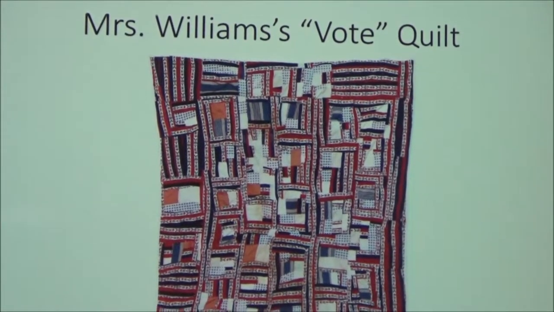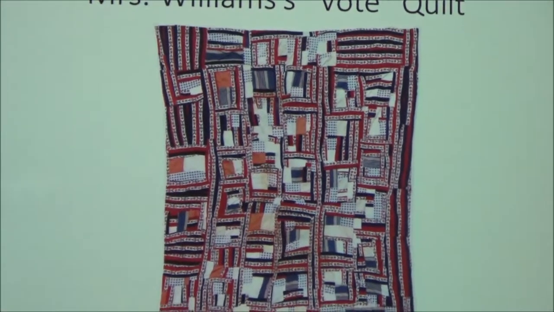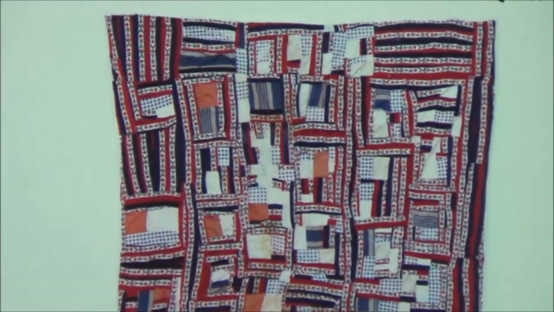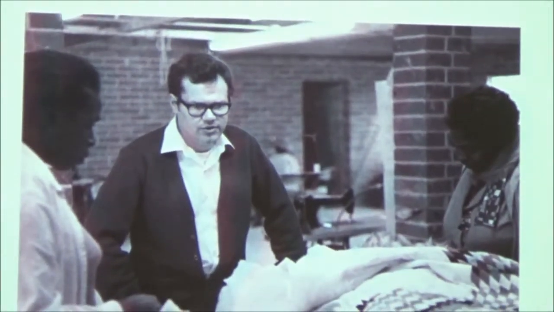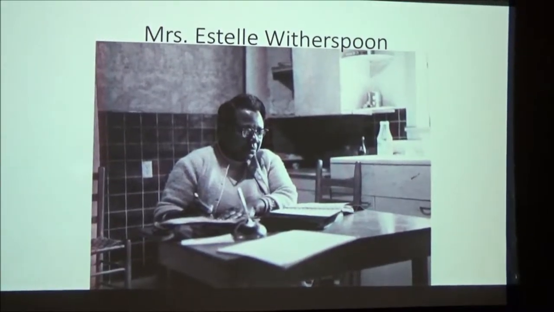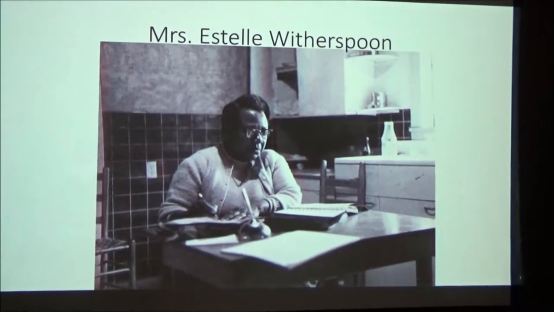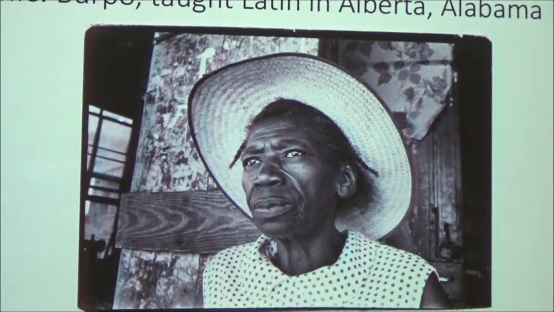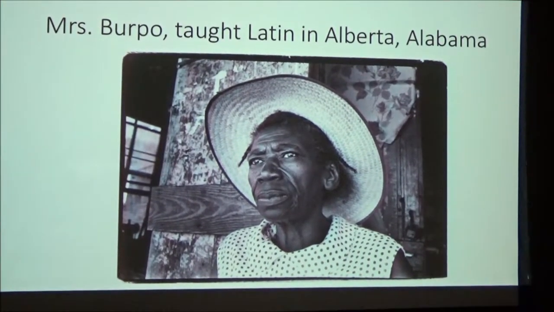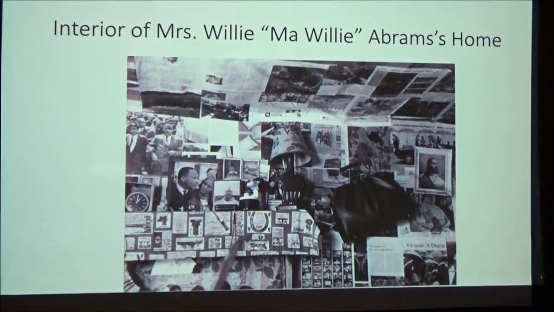It's probably hard to see, but all of those little words say the word vote over and over and over. So she made this quilt. It was just like a speaking out from the walls of the exhibit. This is Francis. Estelle Witherspoon became the manager of the Freedom Quilting Bee. This was her teacher. This was inside her mother's home.